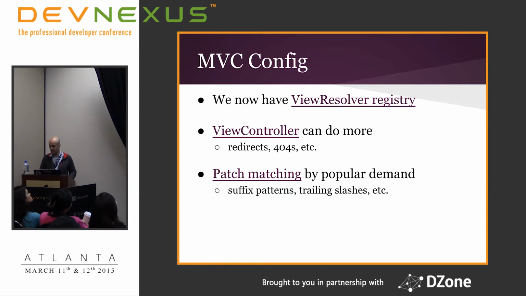On the side of the MVC config, we have a few changes. We now have a view resolver registry, so if you're configuring view resolution, that's now available in the Java config and XML namespace. The view controllers, if you're familiar with those, they can do a lot more. You can do redirects, you can set the status codes, etc. And we have path matching, which is a very common thing that people ask for, that we've added explicit configuration options for.